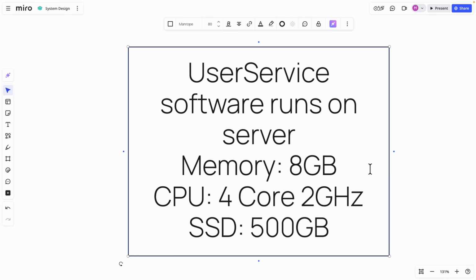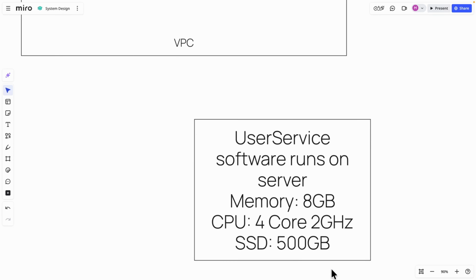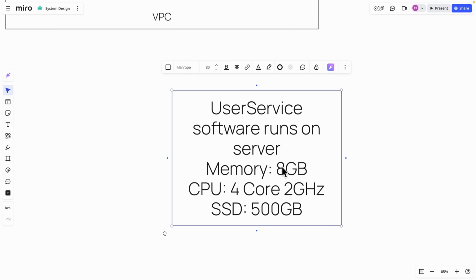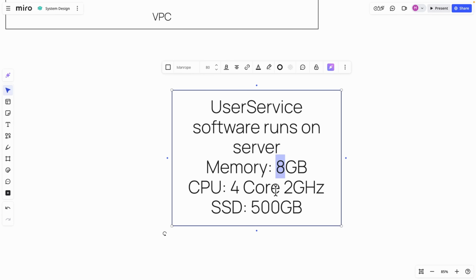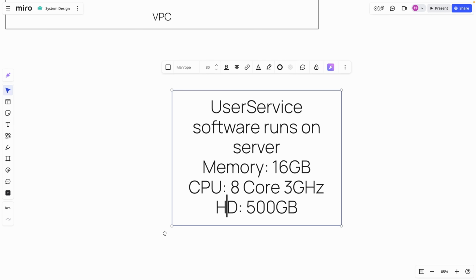Okay, back to the question: how can we make this user service, this software that is running on a server, which we call a service or a backend software, faster? One easy way, let's call it the easiest way, is just to add more resources. So if it is 8 gigabytes of RAM, you can just dedicate 16 gigabytes of RAM. Or if the computer has 4 cores, you can provision 8 cores, maybe with higher frequency, like 3 gigahertz. If it is on HDD hard disks, you can just switch to SSD.